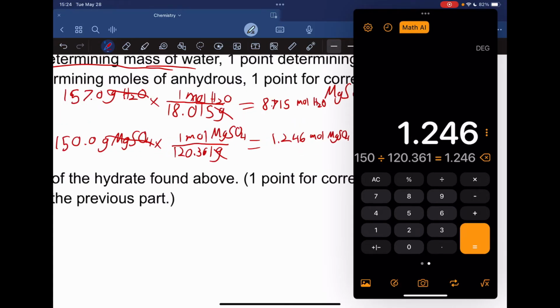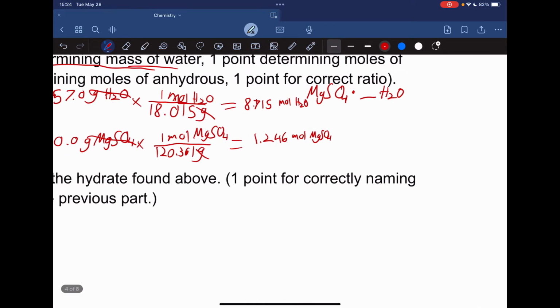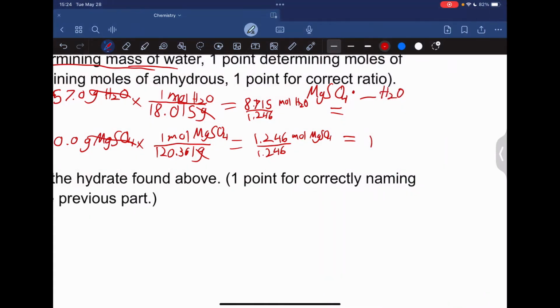Now that we have moles of magnesium sulfate and water, we need to find out what the ratio of water to magnesium sulfate is. So we're going to divide both of the numbers by the smallest one, which in this case is 1.246. For magnesium sulfate, that's going to give us 1. And for water, well, we got to calculate what that is. So that's 8.715 divided by 1.246. And that's going to equal 6.994. That's suspiciously close to 7.